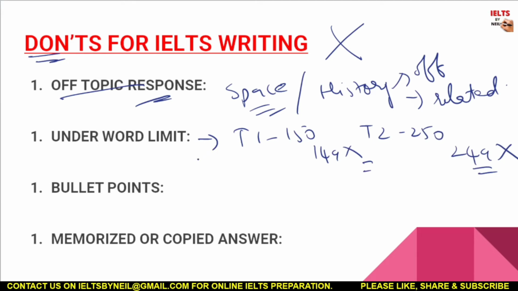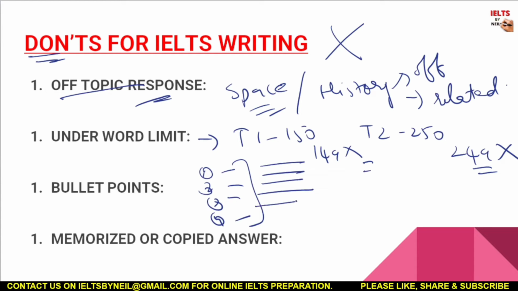Number 3, bullet points. You remember how in school we used to write in bullet points, like point number 1, point number 2, point number 3, and point number 4. In this essay writing, you cannot write in points. You have to make paragraphs: introduction, body paragraphs, conclusion. So you have to write in paragraphs, not in points. Just be careful with this.